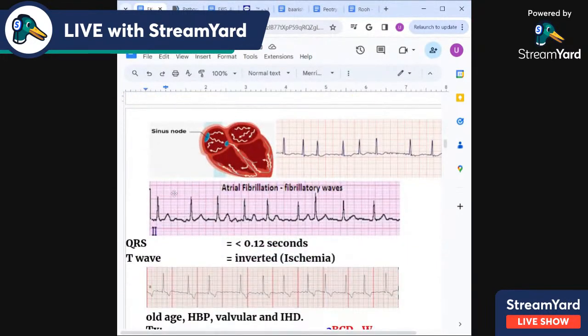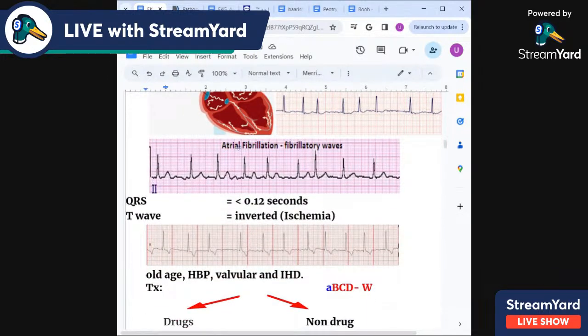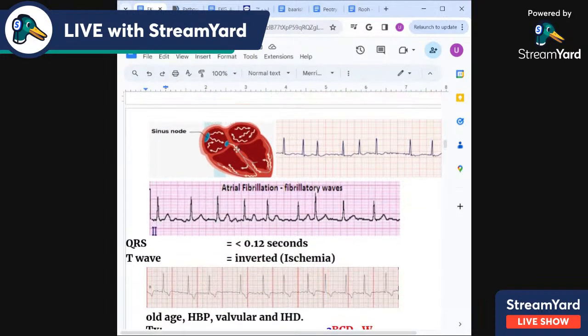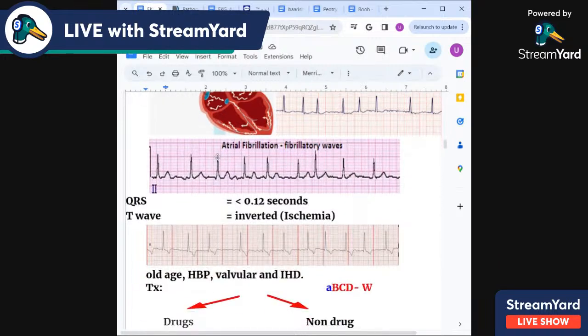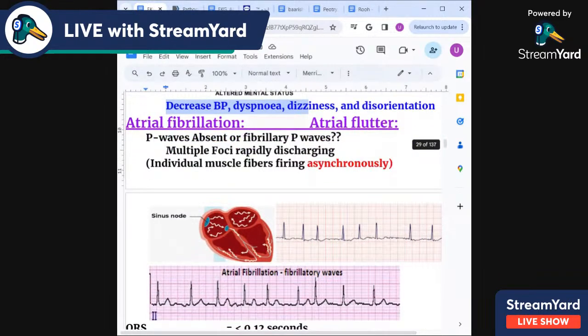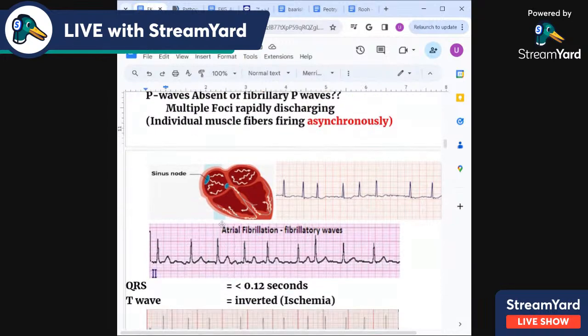Then we move on to the next, and that is atrial fibrillation, the most common cause of irregular rhythm, right? In atrial fibrillation, the P wave is absent or fibrillary, and it has the fastest heart rate. Any fibrillation, atrial or ventricular, has the fastest heart rate. In atrial fibrillation, there is a fibrillary P wave, but in ventricular fibrillation, there is fibrillary QRS.